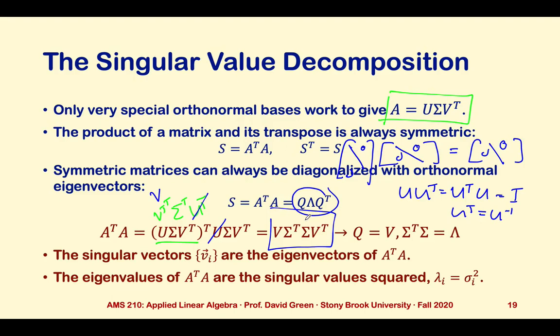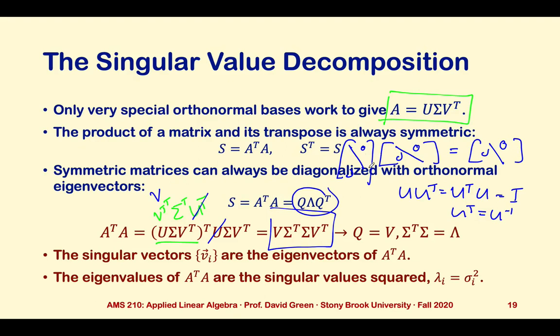What does this tell us? It tells us that the singular vectors, the vectors of this V matrix, are simply the same as the eigenvectors of A transpose A. We know how to compute eigenvectors for a symmetric matrix. That tells us that we know how to compute the singular vectors to place into V. The eigenvalues of A transpose A, which again we know how to compute, are equal to the singular values squared. Again, this comes from this product.